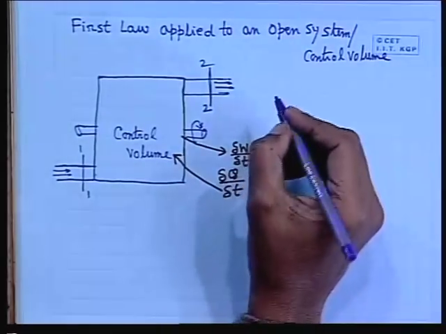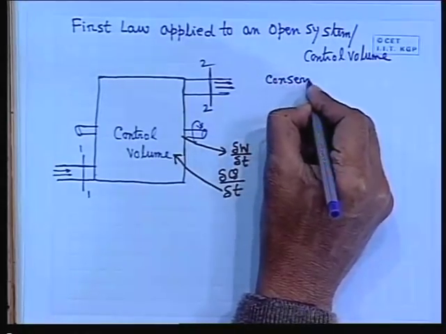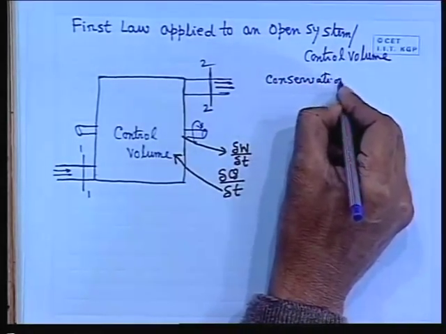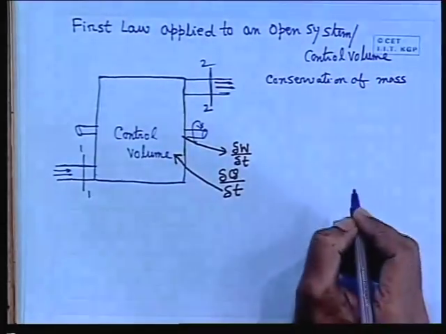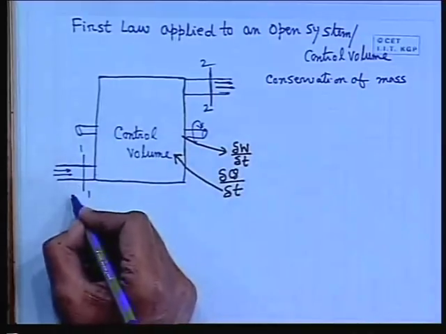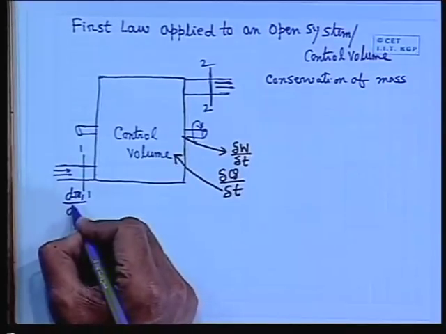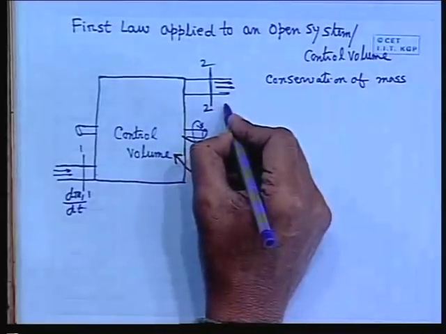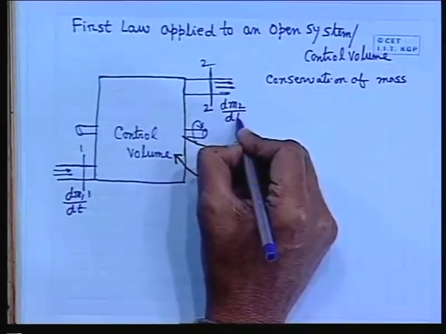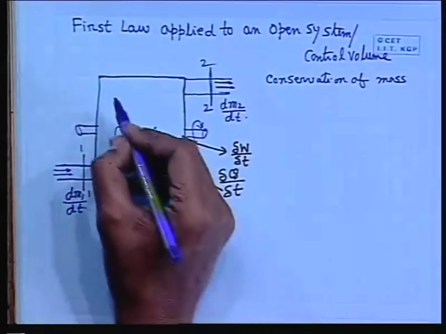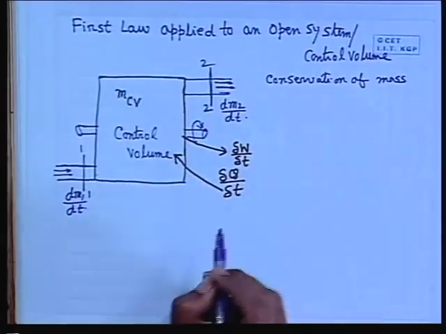Now first I write the conservation of mass for the control volume, which is very simple. We have done it in the fluid mechanics class. Let us denote the mass flow rate, because rate is very important, dm1 dt at the inlet, and let us write dm2 dt as the rate of mass out at the outlet. And at any instant let us define mCV as the mass of the control volume.